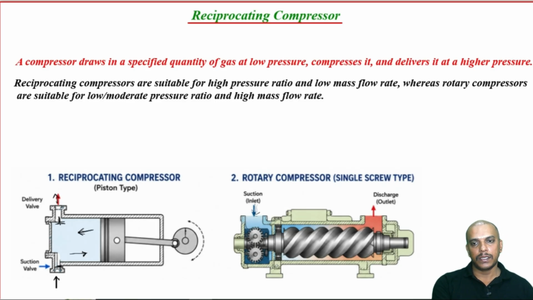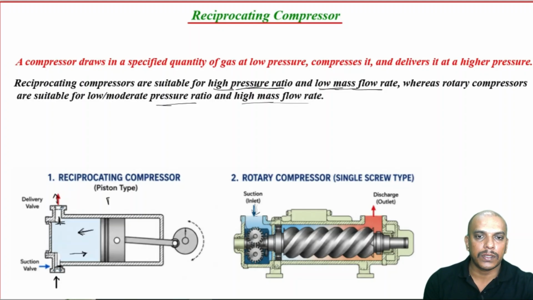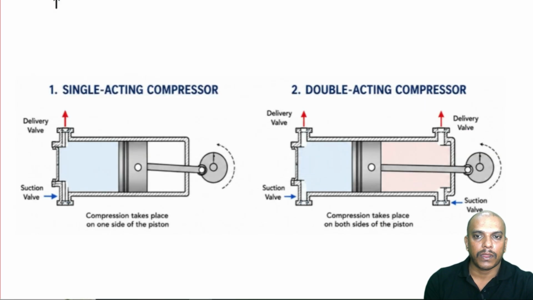And we can also see that for a reciprocating compressor, the pressure ratio will be higher. We can have higher pressure ratio because of its operation, and since the mass is contained, it can handle low mass flow rate. Whereas a rotary compressor is suitable for moderate pressure ratio, whereas we can have high mass flow rate. In that case, we are going to use rotary compressors.